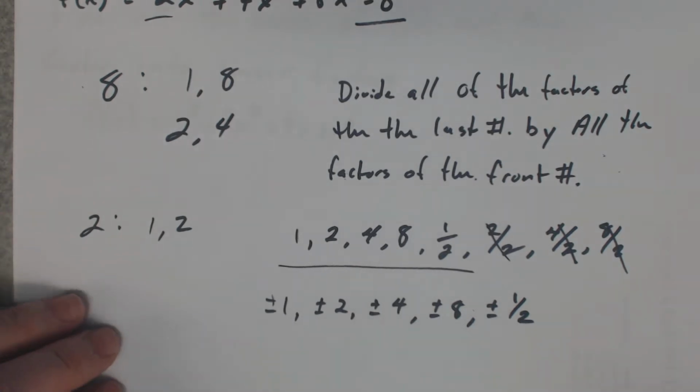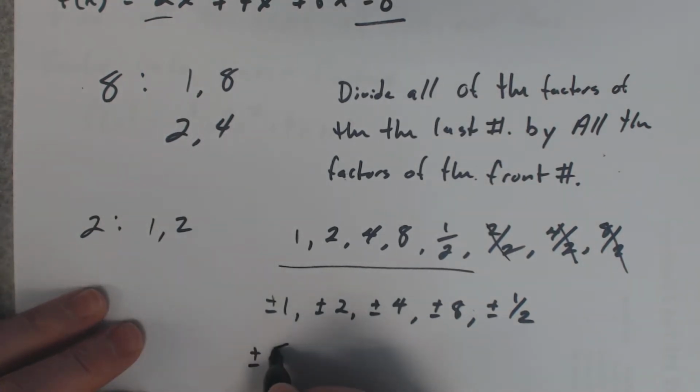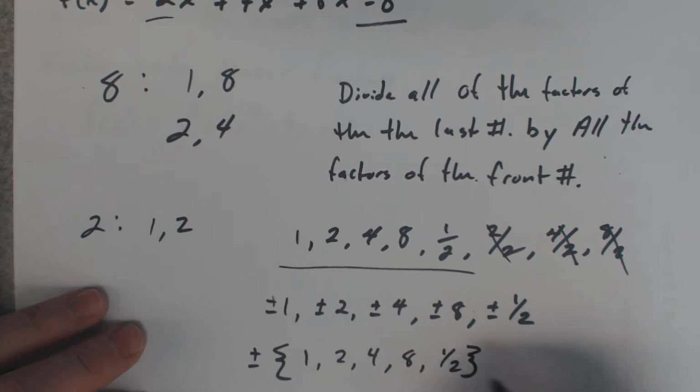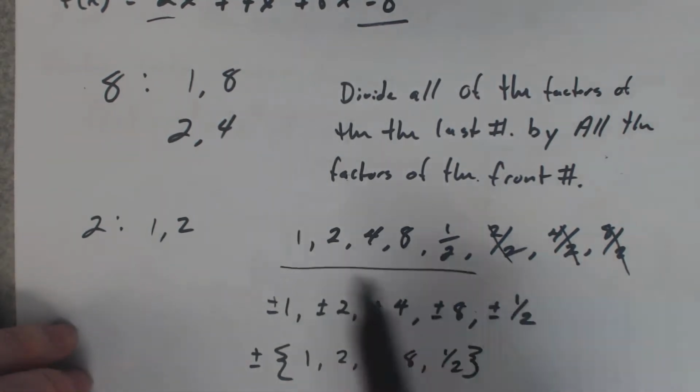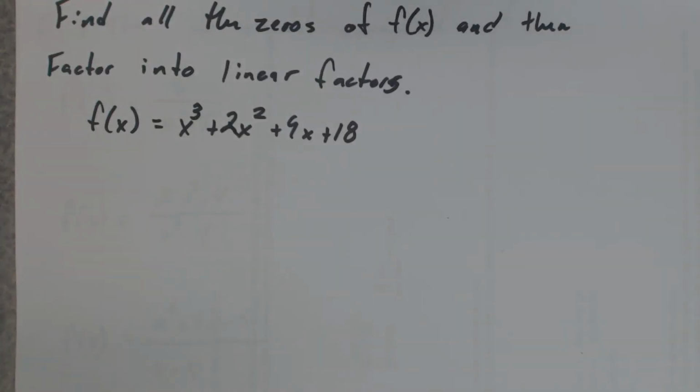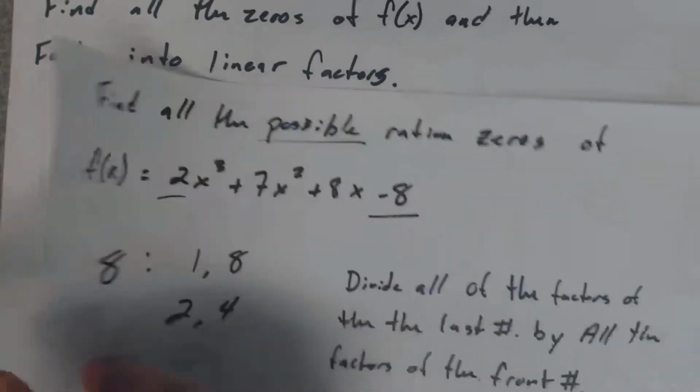That compensates for the signs. I like to just write it as one set. I say plus or minus and a squiggly, and I don't have to write plus or minus in front of all the numbers. But either way, take all the factors of the back divided by all the factors of the front. That's how you find the possible rational zeros.